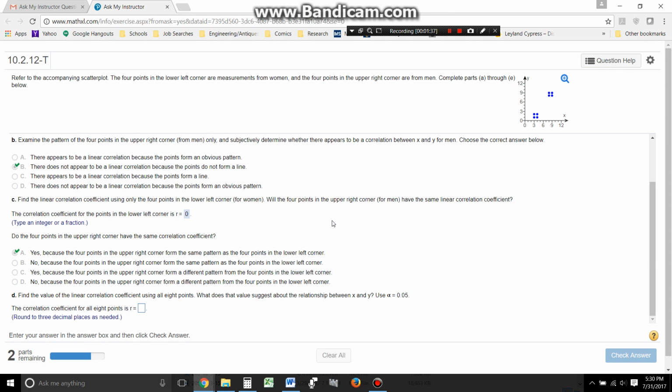Remember that correlation is about dispersion. Dispersion is about pattern. If I have a balanced pattern about a best fit line, then there is no linear relationship there. Find the value of the linear correlation coefficient using all 8 points.